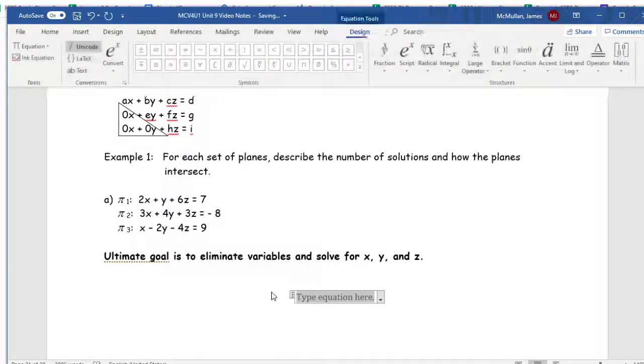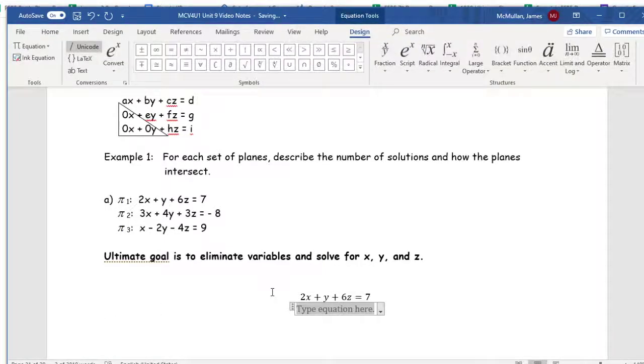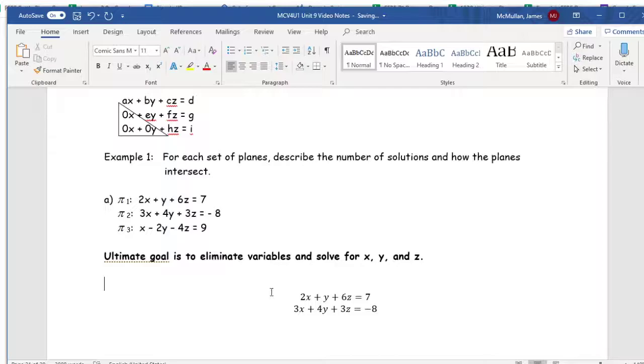So let's write down what we know. 2x plus y plus 6z equals 7. And then let's take the next equation, 3x plus 4y plus 3z equals negative 8. So let's say step 1. Use the first two equations to eliminate a variable. So in this case, I think it would be easiest to eliminate z.